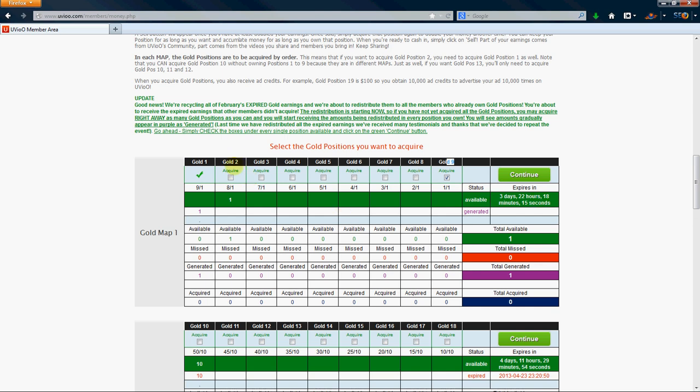So right now I've got a gold position 2 that's available, and it actually already has an ad space available for me, that would be paid out if I purchase this. So basically, if I paid the $8, I'll already get 1 back, so then I'll only be out 7.